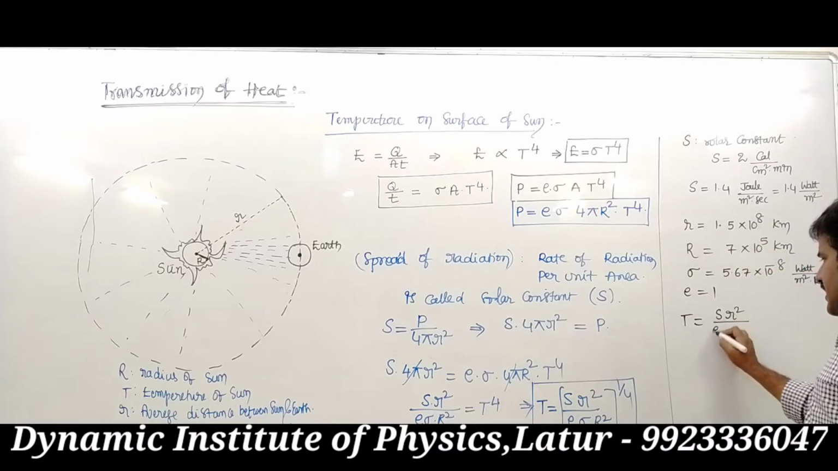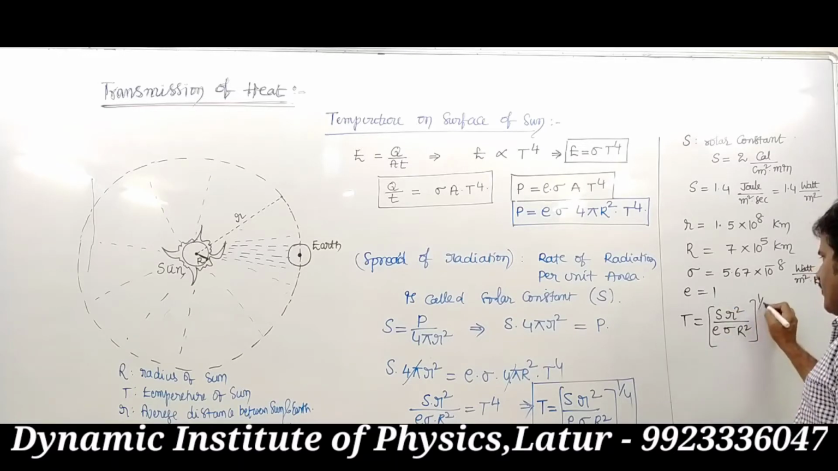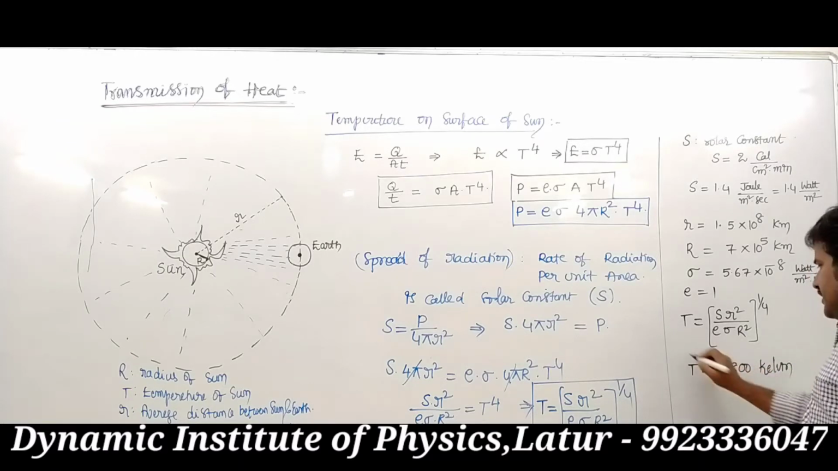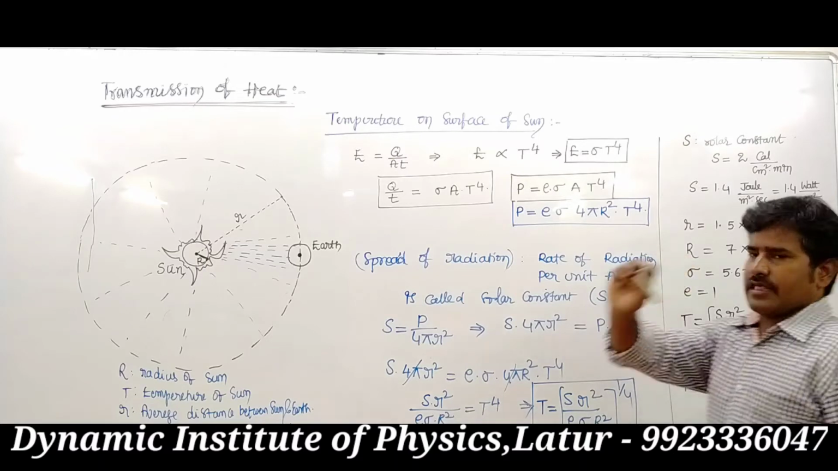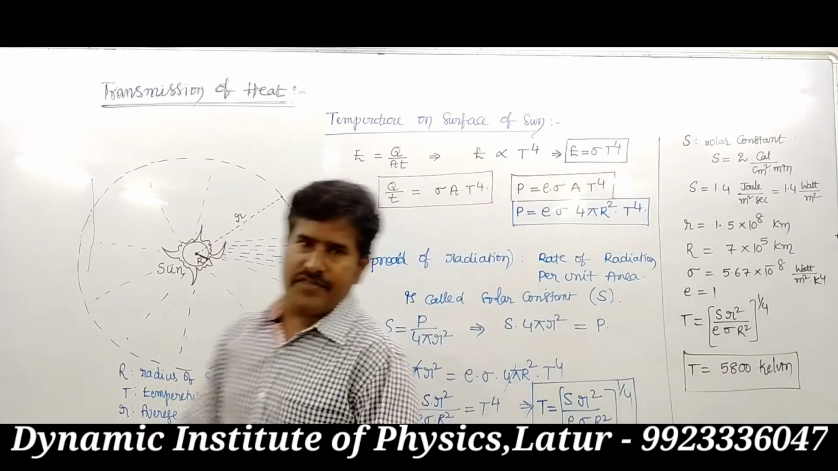T equals (S R square upon E sigma R square) whole power 1 by 4. This value gives T equals 5800 Kelvin. So this is the temperature on the surface of the sun.